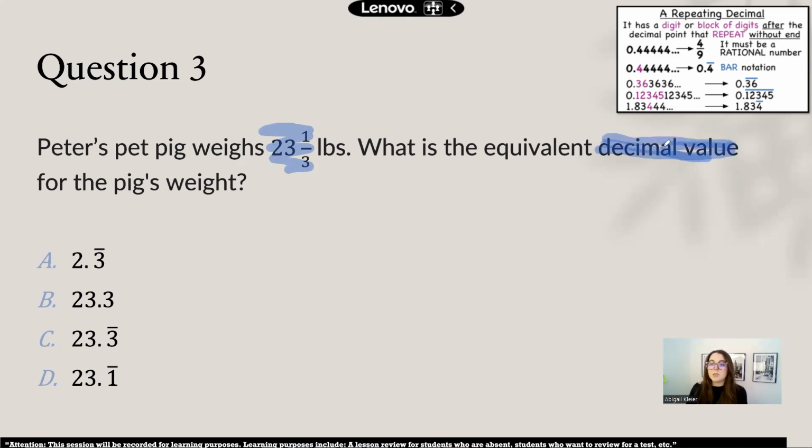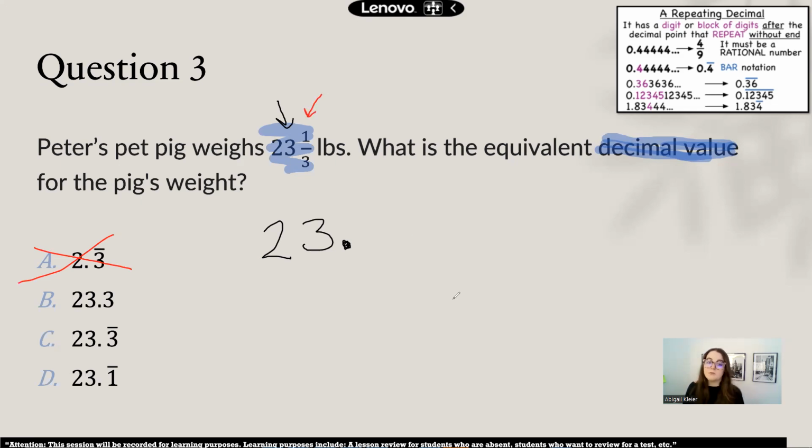So there's a few things we can do here. The first thing we can do is if we have 23 as a whole number, we automatically know that that number can go in front of the decimal point because 23 is a whole number and any whole number goes before a decimal point. So automatically we can go ahead and cross out A. Because 2 would not be the right number to put in front of the decimal point. So now what we have to worry about is that little 1/3.